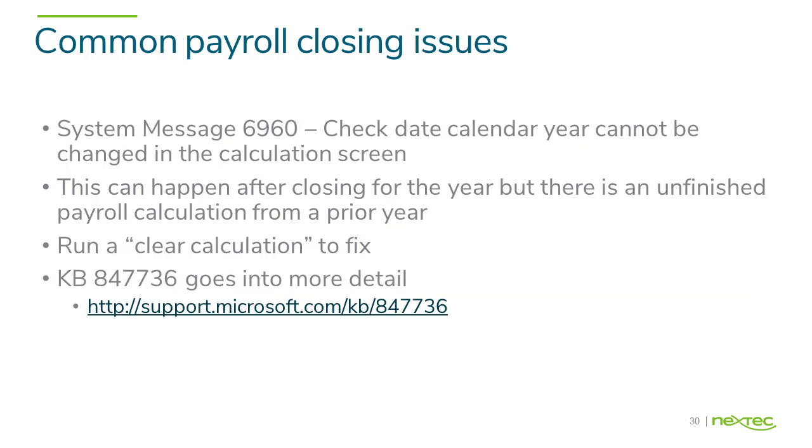Okay, some common payroll closing issues. System message 6960, check date calendar year cannot be changed in the calculation screen. This can happen after closing for the year, but there is an unfinished payroll calculation from a prior year. To fix that, you just run a clear calculation, but we also have a KB article that would be more support for you as well.